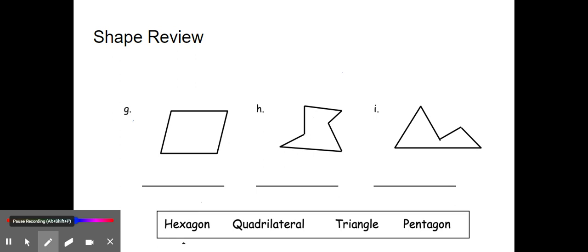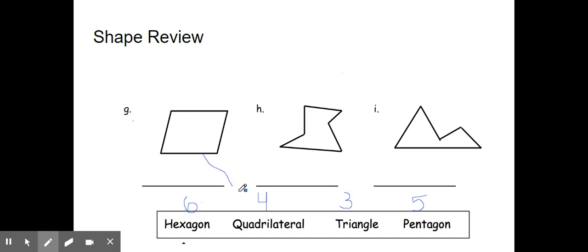Here are 3 more shapes. And in the word box, there are the same words: hexagon, quadrilateral, triangle, pentagon. As a reminder, a hexagon has 6 sides, a quadrilateral has 4 sides, a triangle has 3 sides, and a pentagon has 5 sides. Take a look at shape G. How many sides does it have? 1, 2, 3, 4. It's a quadrilateral because it has 4 sides.